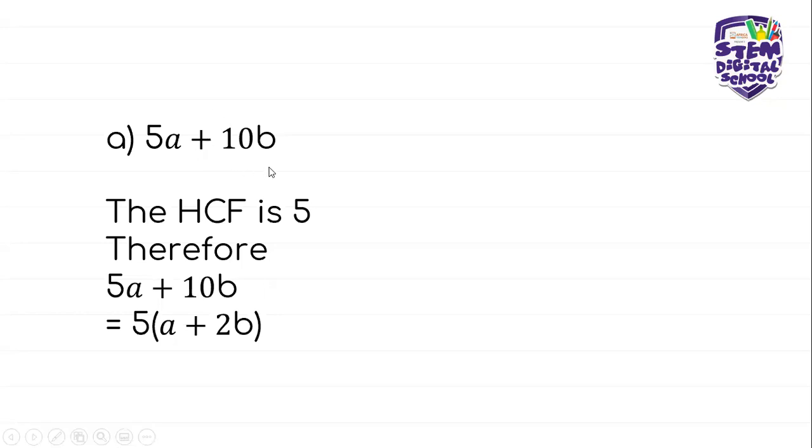So if you multiply the 5, in the first instance you'll have 5 times a, that is 5a, and then 5 times 2b, that will be 10b. So you'll have 5a plus 10b. That will be your answer there.